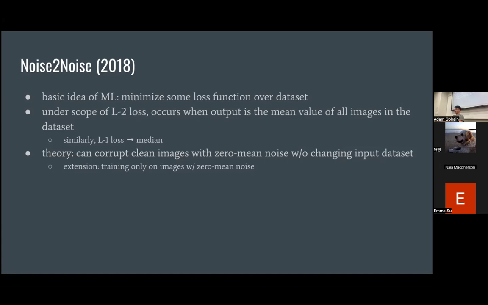An extension of this means that if you take a bunch of noisy images that all follow some noise distribution with a mean of zero, then you don't even need the clean image in the first place. You can just substitute the clean image with another noisy image. And because the mean is zero in the long run, this causes the model to converge to the same set of parameters.